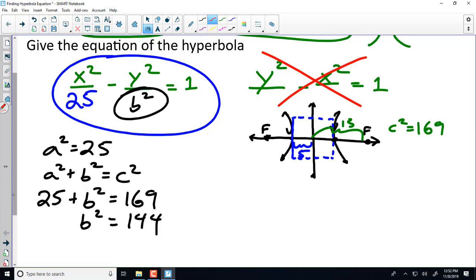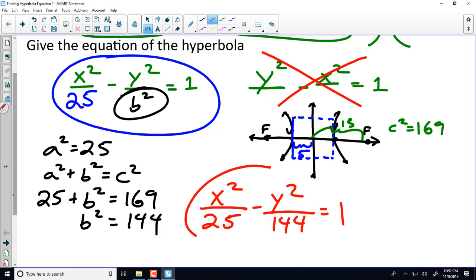So our final answer is going to be x squared over 25, oops, it's not an ellipse, it's a hyperbola, minus y squared over 144 equals 1. And that's the equation they're describing. You notice you don't need to draw a whole perfect detailed picture of the hyperbola, but a little sketch can really, really help. This is our answer, everyone.